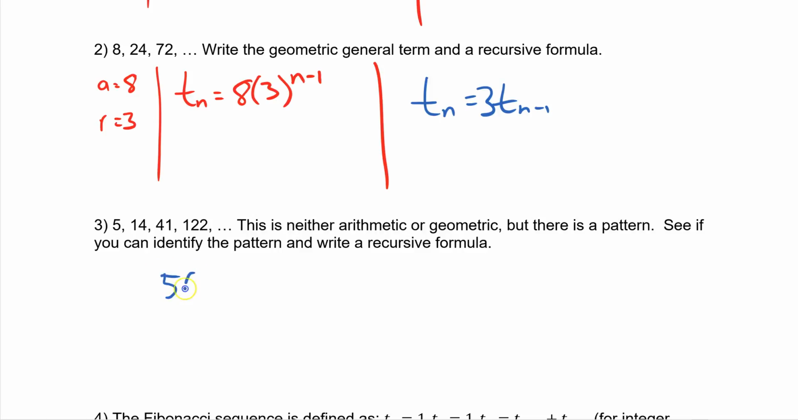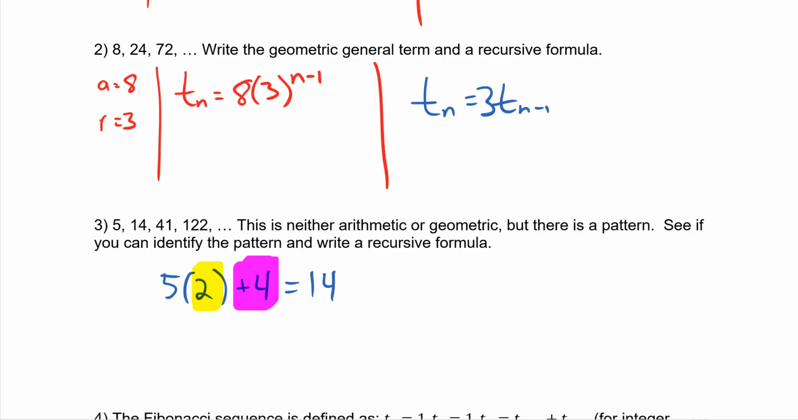Let's say I take 5 and I multiply it by 2. Now that would give me 10. So then I'd have to add 4, and that gives me 14. Okay, so maybe that's our pattern, that we multiply by 2 and then add 4 from the previous term.